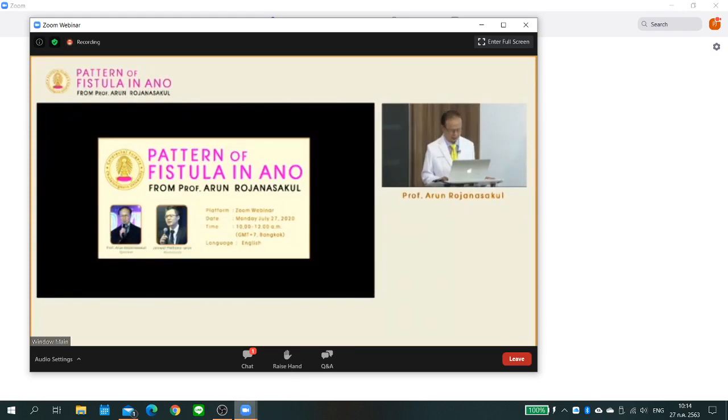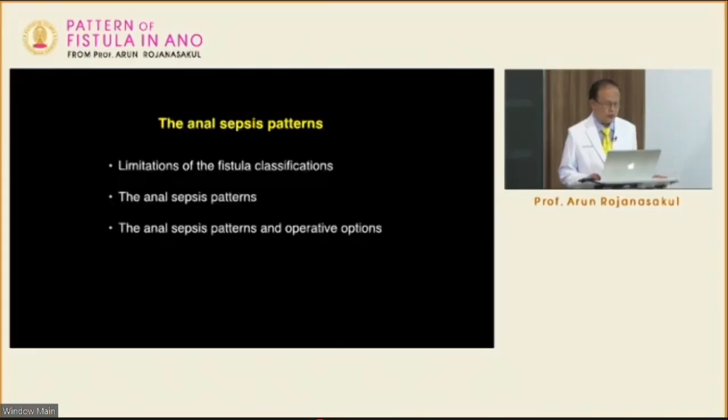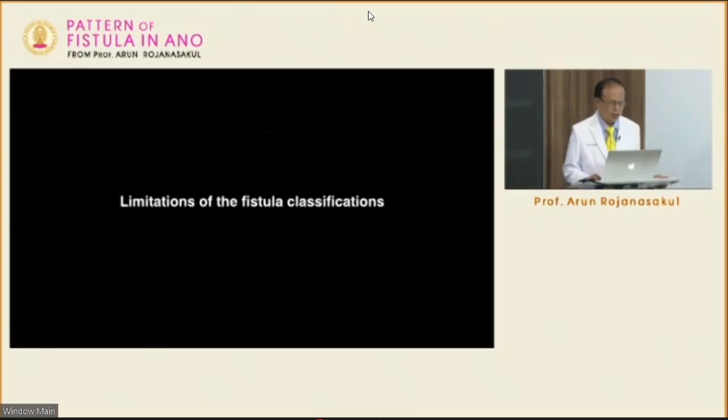About the anal sepsis. Second, the anal sepsis patterns. And the last is the anal sepsis pattern and tip. When I finish each part of the lecture, maybe we can interrupt with question and answer. Okay? Well, let's start with the limitation of fistula classification.